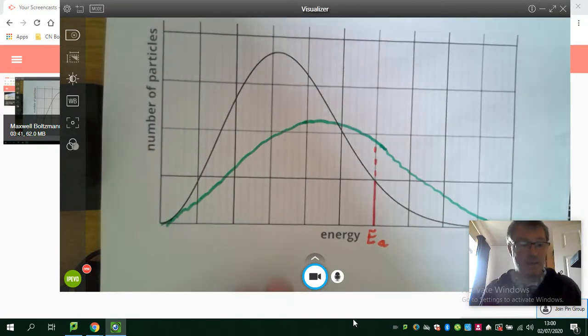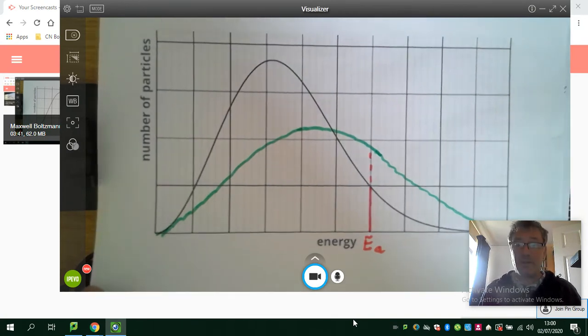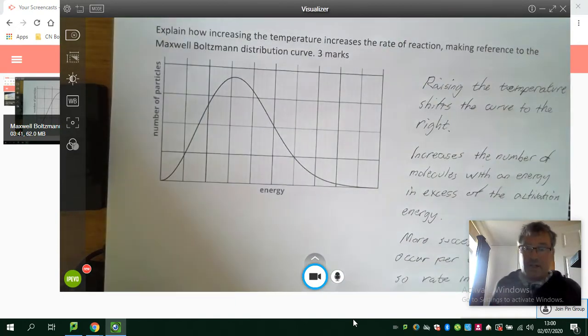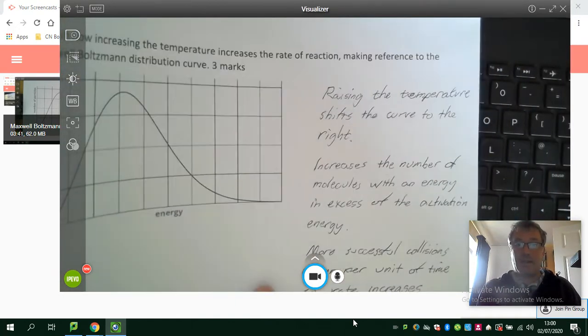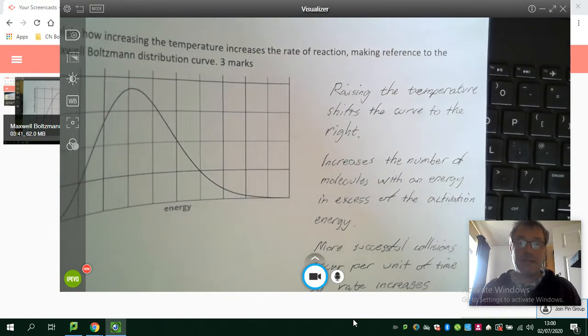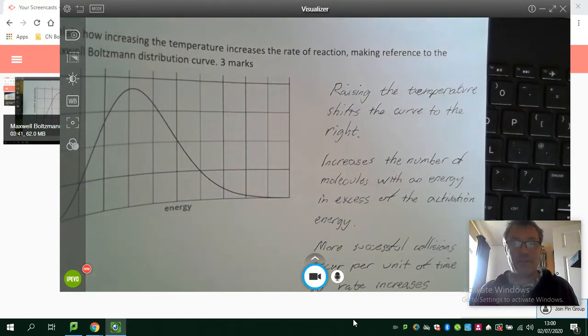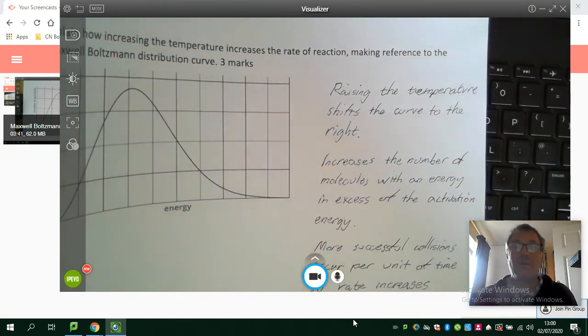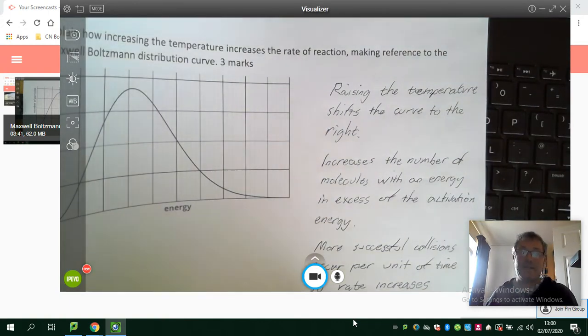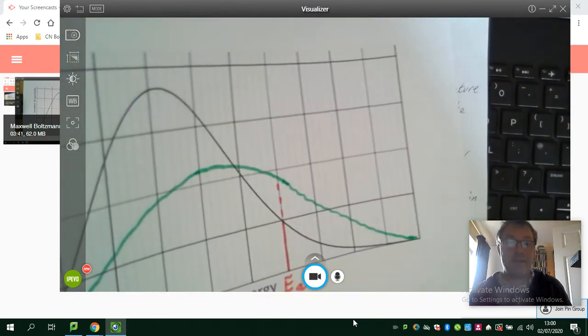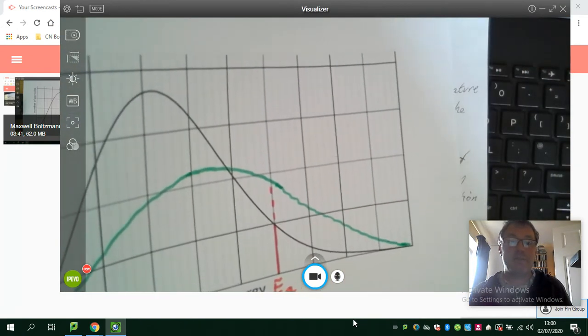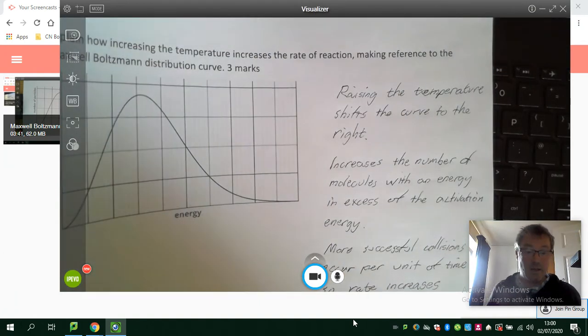So if you get asked to explain why raising the temperature increases the rate of reaction, making reference to the Maxwell-Boltzmann distribution curve, let's have a look at what a great answer would be. So you need to state that raising the temperature shifts the curve to the right, and this increases the number of molecules with an energy in excess of the activation energy. Because if we look back at this, the area under the green line at a higher temperature is much bigger than the original distribution curve at a lower temperature.